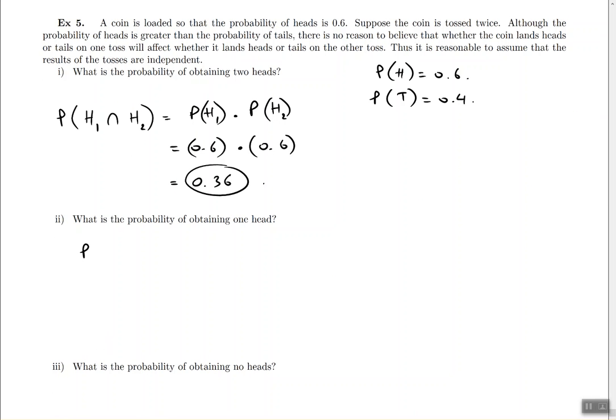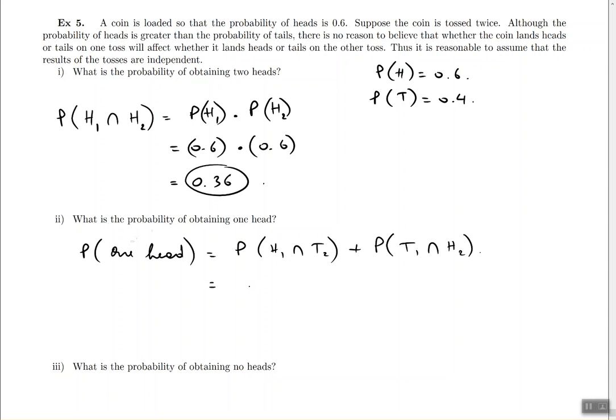Well, if you think about it, how can we get 1 head? We can get 1 head by either tossing heads on the first try and tails on the second try, or vice versa, tails on the first try and heads on the second try. So the probability of getting 1 head, just 1 H, in this case, is going to be the probability of landing heads on the first try and tails on the second try, plus the probability of landing tails on the first try and heads on the second try.